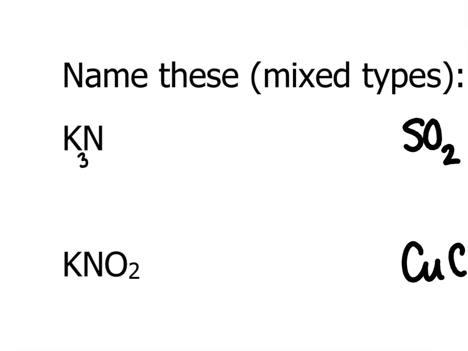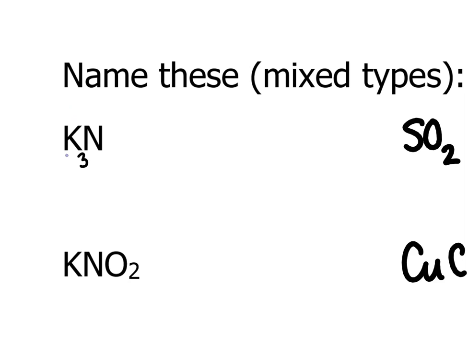So the first thing you should do is decide if it's ionic or covalent. I told you this is mixed types. If it's ionic, it's a metal and a non-metal, and you don't have those prefixes. If it's covalent, you have nonmetals only, and you use those prefixes like the di, tri, and so forth.